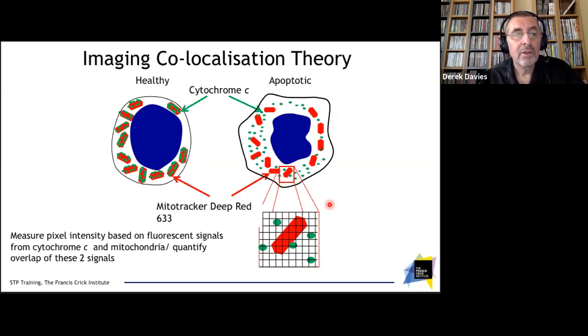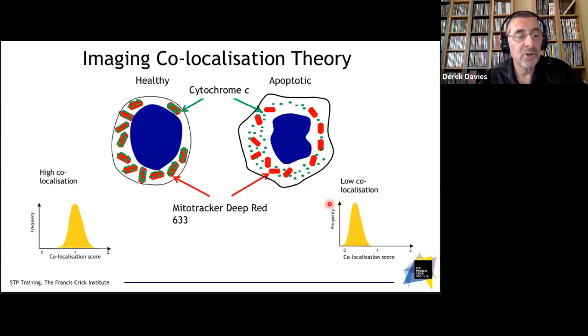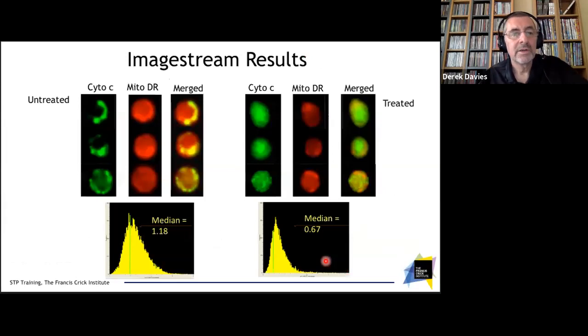And this is something that we can use imaging flow cytometry for, because we can derive what we call a co-localization score. So if we have high co-localization, as we will in a healthy cell, we get a big score, a big number. When we get low co-localization, that number decreases. So what does that look like in practice? So again, here's my untreated cells, treated cells.